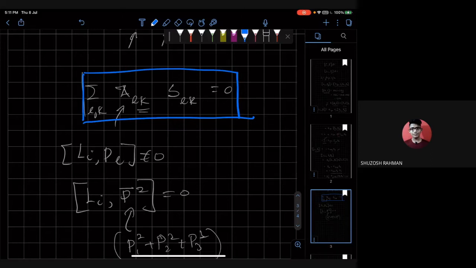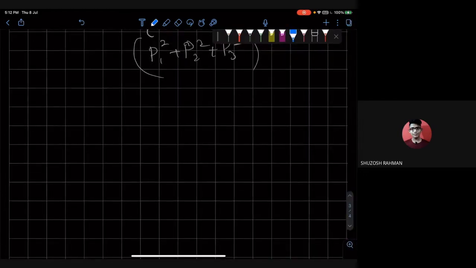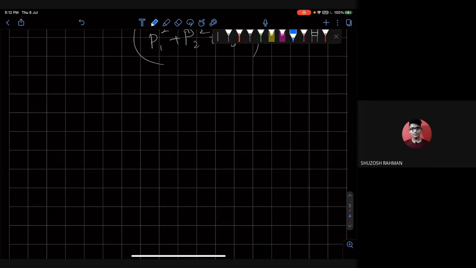Okay, what did we do last time? Because we'll need that. What we did is that we solved an eigenvalue problem. But we said that, okay, suppose we take a spin half particle.